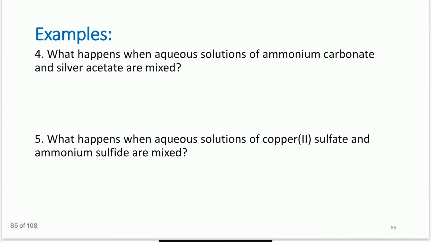What happens when aqueous solutions of ammonium carbonate and silver acetate are mixed? Ammonium carbonate, NH4+ specifically is ammonium. Carbonate is CO3 2-. So this will be (NH4)2CO3. Silver acetate, silver Ag+, acetate CH3COO-. So AgCH3COO.